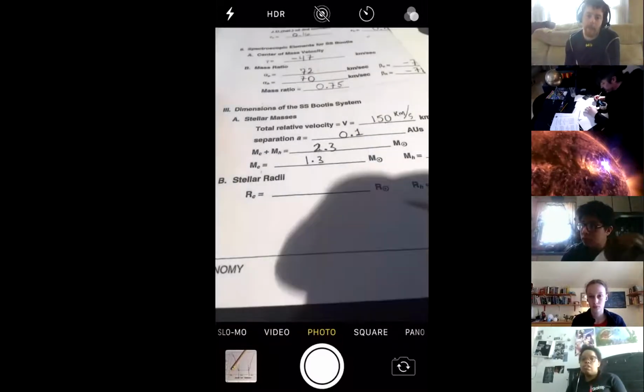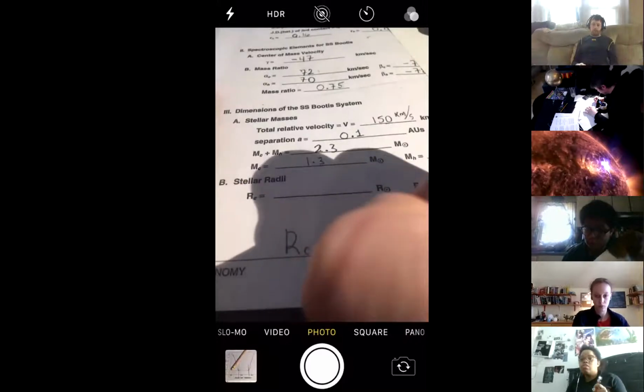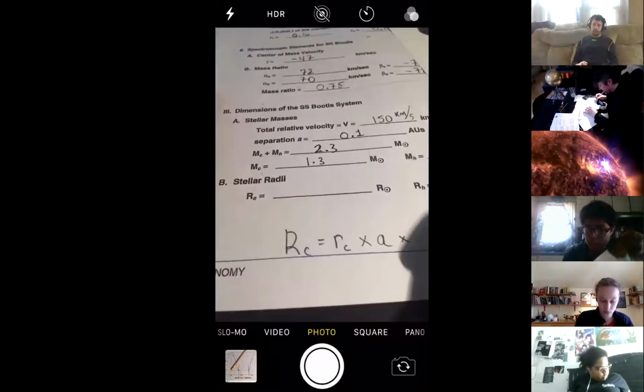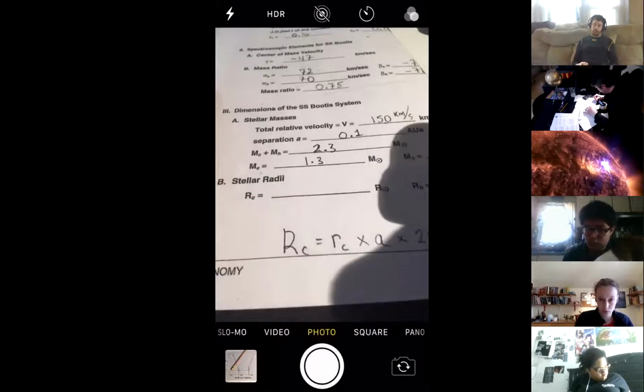Just keep precision the same. Yep. Okay, we're almost done. Now we can get the scale radii. We can get the scale radii by multiplying by the semi-major axis, which we now know is 0.1 AU. And the formula goes, the radius of the cold star is the scale radius of the cold star times the semi-major axis, and then we have to multiply by 215. That converts from AUs to solar radii.